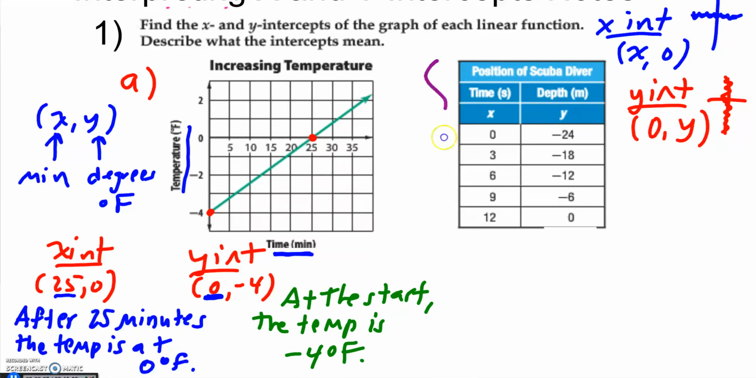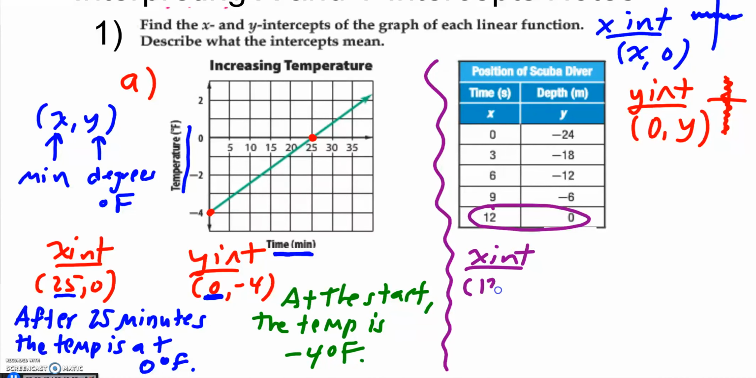Next example, we can interpret X and Y intercepts also from a table. And so the first thing we'd want to do is scan the table to see if we can find what the intercepts are. And remember, the X-intercept is always in the form a number, comma, 0. And I see that right here in my table. So I'm going to make a note right now that the X-intercept is really at 12, comma, 0.